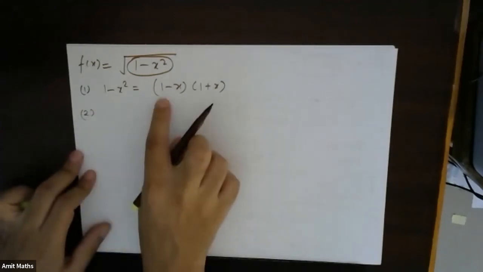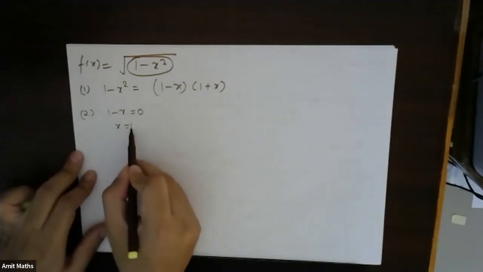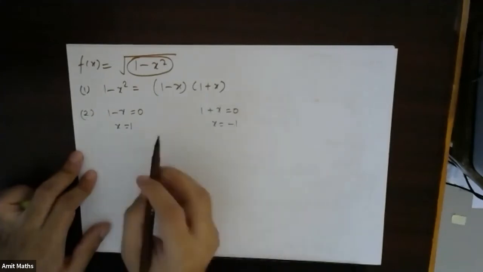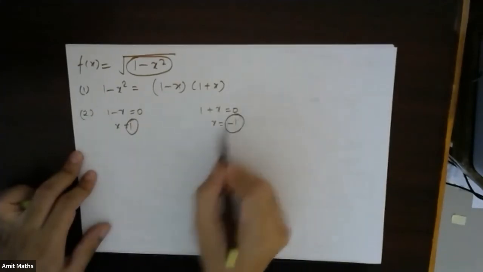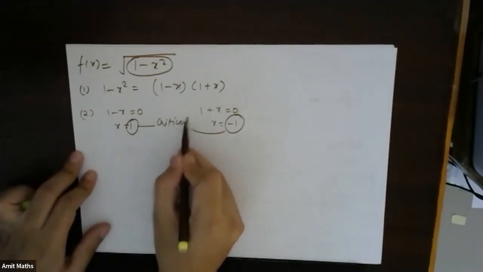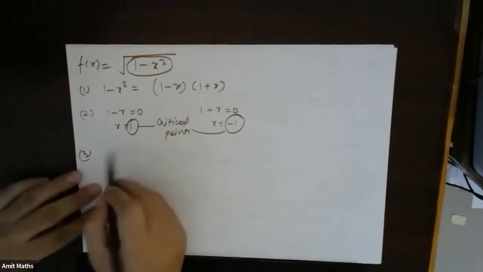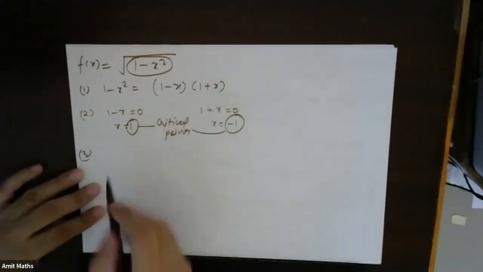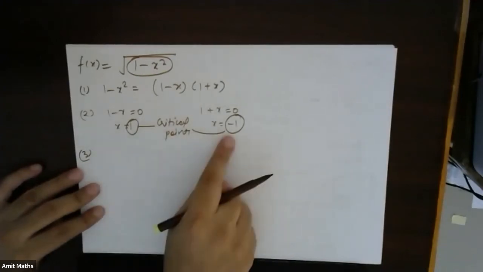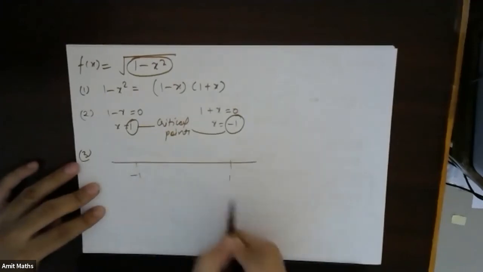Second, I will find the critical points. So 1 minus x is equal to 0, so this will give me x is equal to 1. And 1 plus x is equal to 0, this will give me x is equal to -1. These become my two critical points. Third part was that I will put these values of x in ascending order. So first is -1, then it is 1.